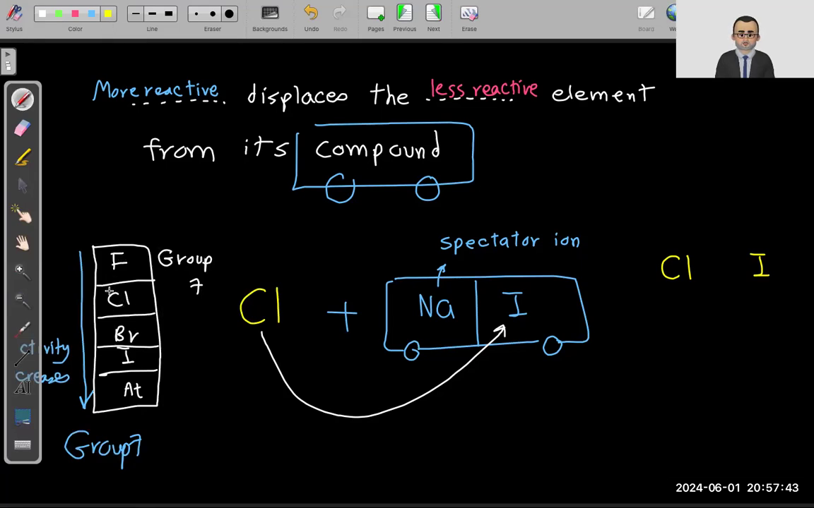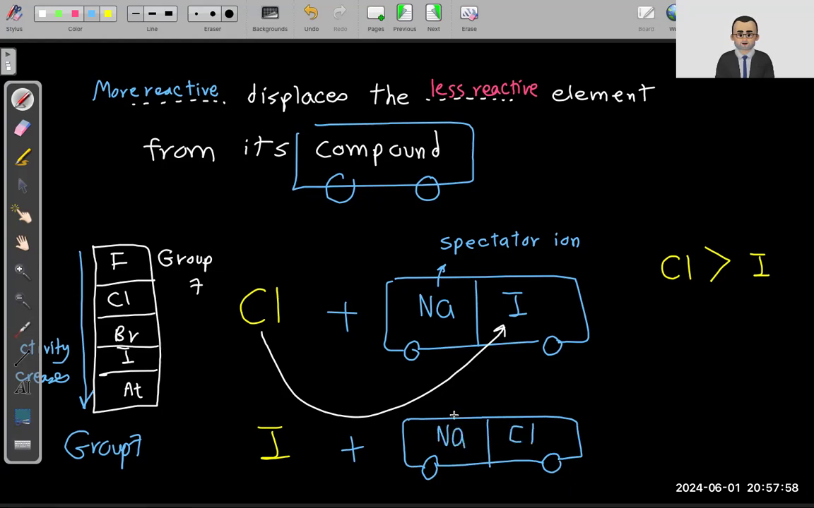Chlorine is higher, so it's more reactive. Chlorine is stronger. So it is able to do this reaction. If you try to reverse it, it will not be able to do it. So if the chlorine was the one sitting in the car with the sodium and the iodine tries to kick it out, it will not be able to do it.